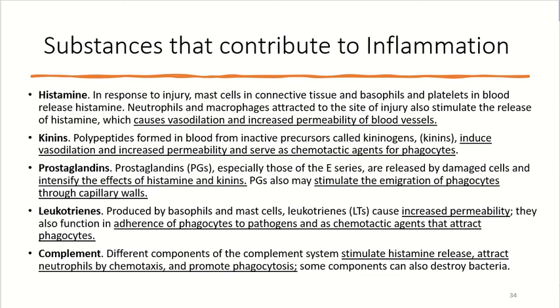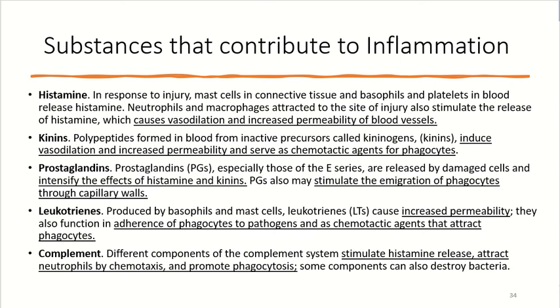Next, we have our prostaglandins. These are going to be really important. These are going to be released by damaged cells and are going to intensify the effect of those histamine and the kinins. Prostaglandins are also going to stimulate the immigration of phagocytes through those capillary walls.